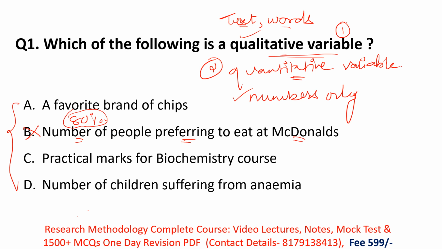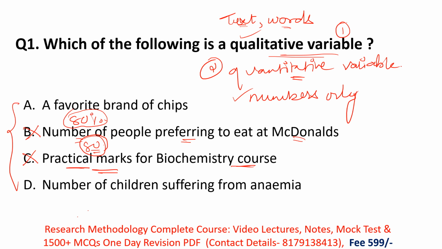Then option C, practical marks for biochemistry course. Marks always indicate numbers, because suppose my practical marks for the biochemistry course are 80 out of 100. Here again I am getting my result or data in the form of numbers. So option C is also indicating a quantitative variable, not a qualitative variable. So option C is also incorrect.